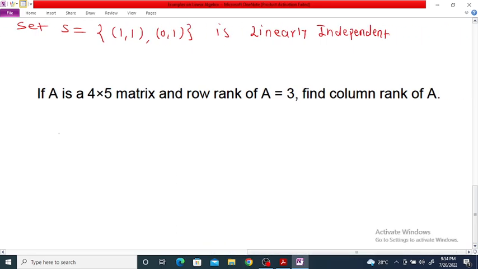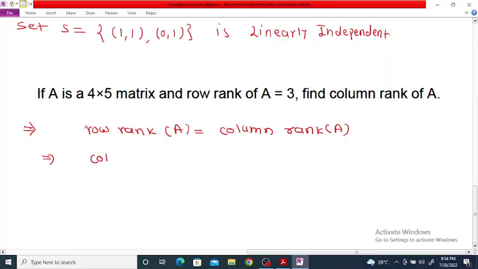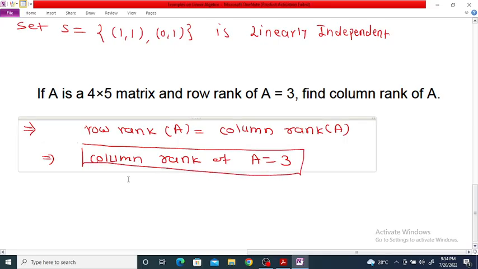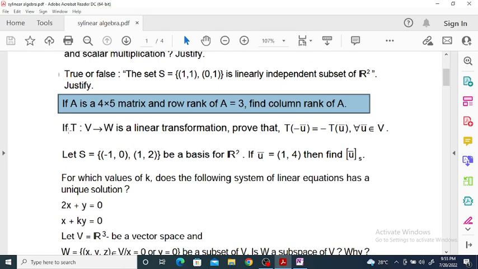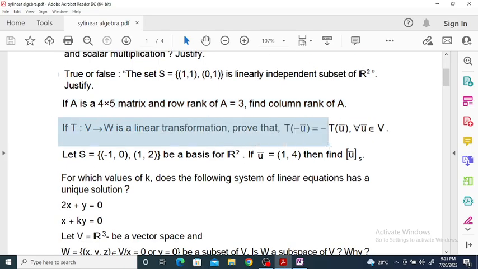If A is a 4 by 5 matrix and the row rank is equal to 3, then what is the column rank? As we know, the row rank of matrix A is the same as the column rank of matrix A, and therefore the column rank of A is equal to 3. So this is the answer here. Column rank is equal to 3. Next example, if T is a mapping from V to W, a linear transformation.